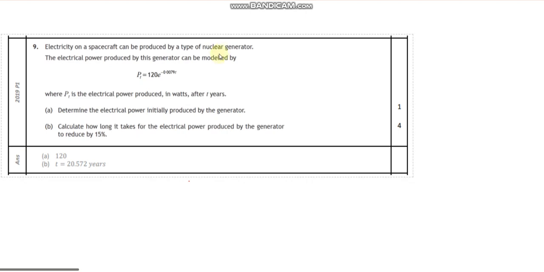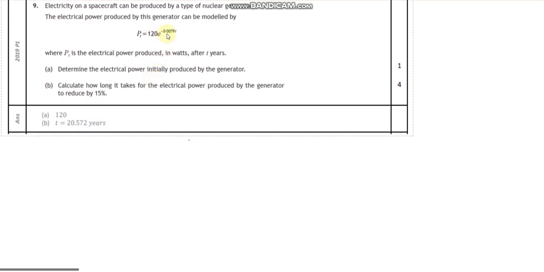Okay, and our third type of question, again, 5 amazing marks to be had here. Don't be scared because it looks quite tricky, but it really isn't. Okay, so electricity in a spacecraft can be produced by a type of nuclear generator. The electrical power produced is modeled by this function. So P is my power, and t is the time. So determine the power initially.